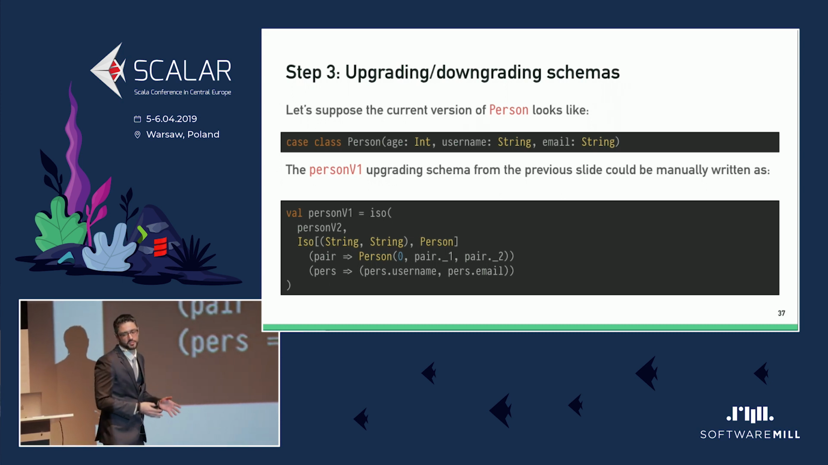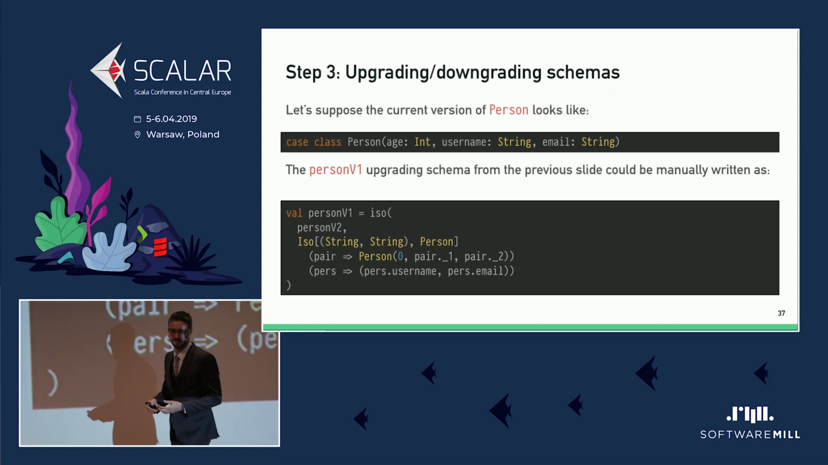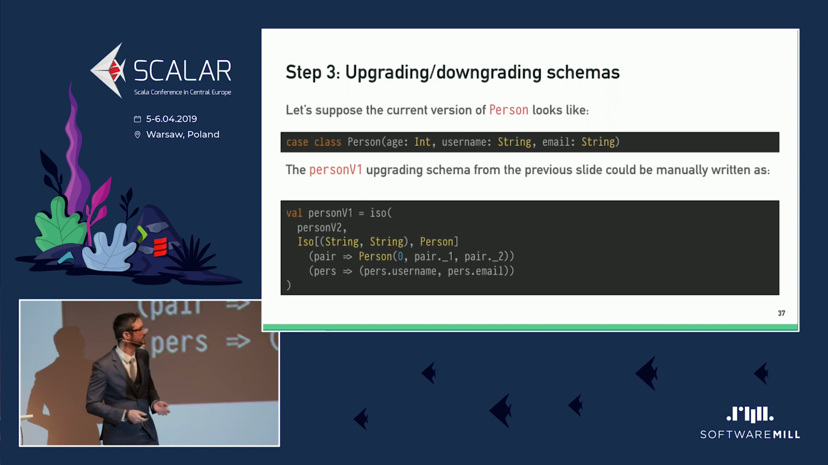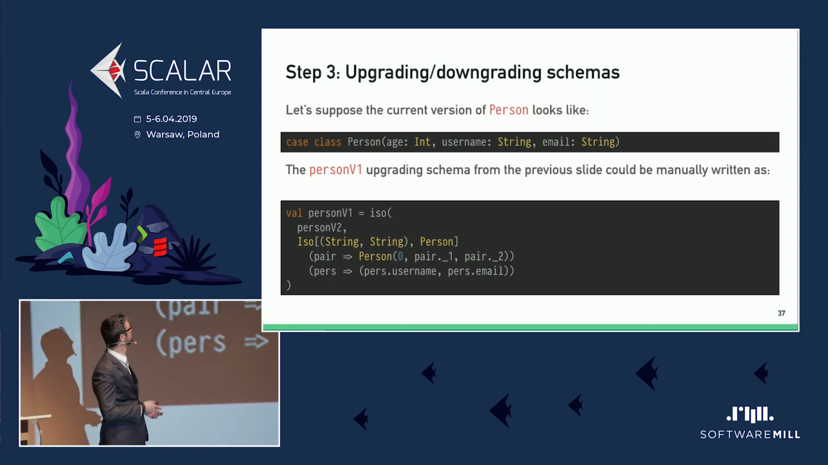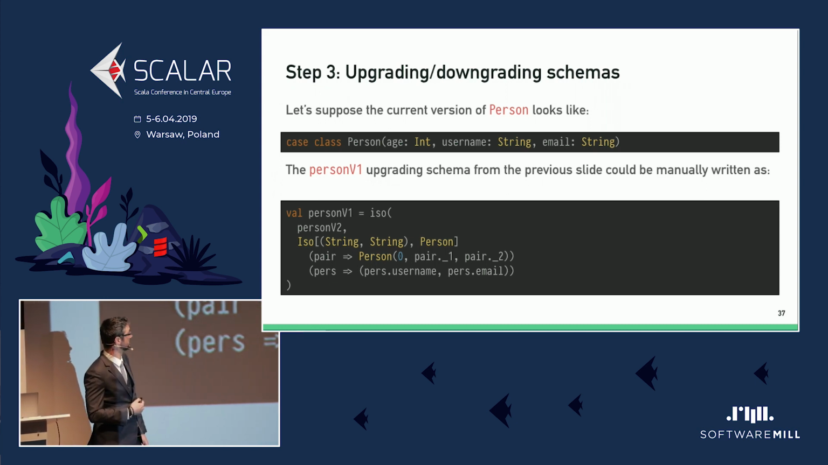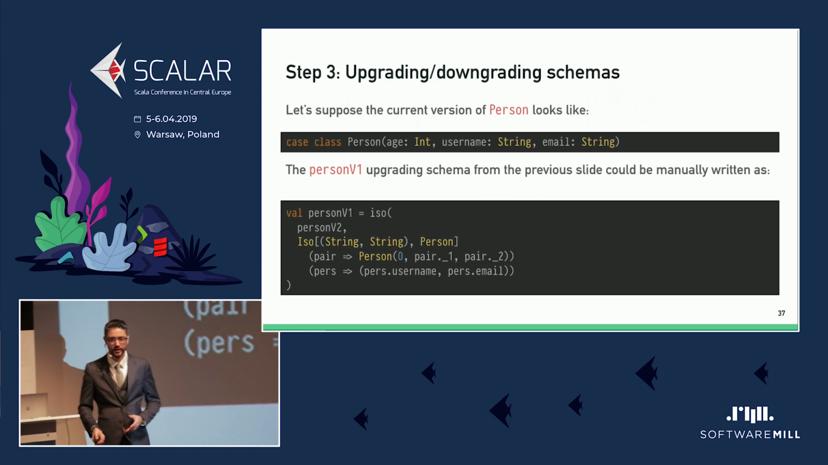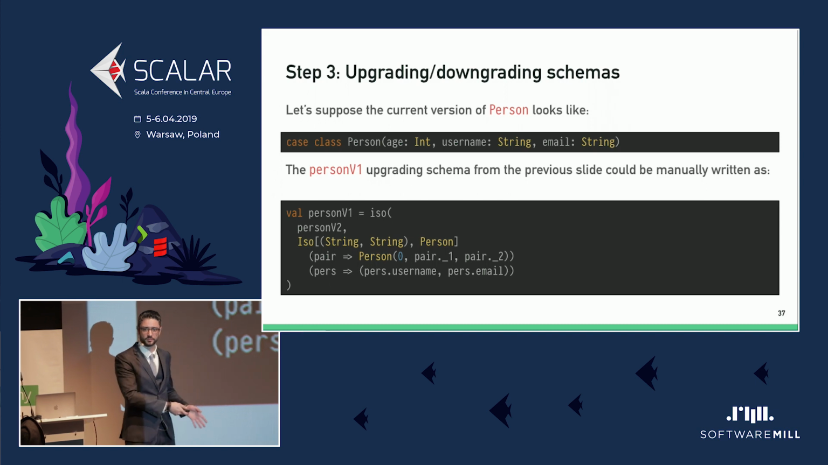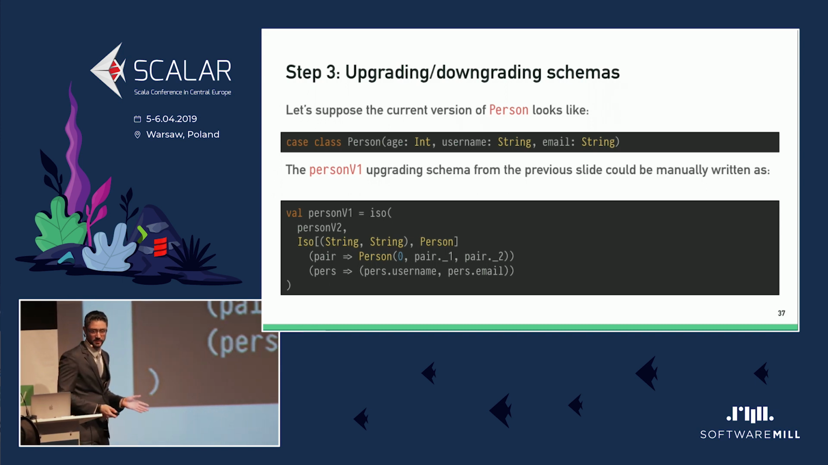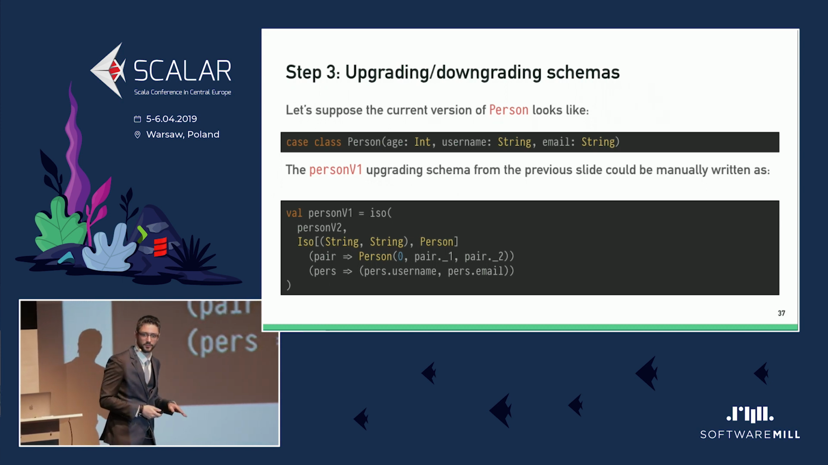So we could skip that step and do things manually and come up with this alternative schema by hand. Let's say that in the same migration history, we have our current person class, which has an age field of type int, username, and email. And how do we express the schema of the old version in terms of the types we currently have? It's quite easy.